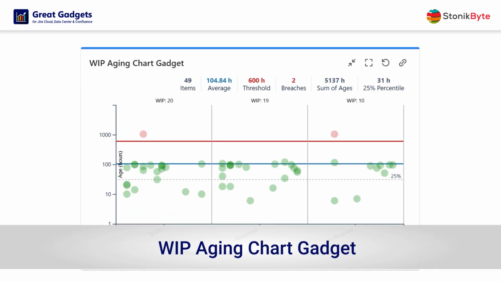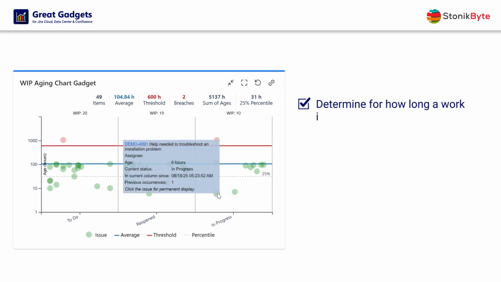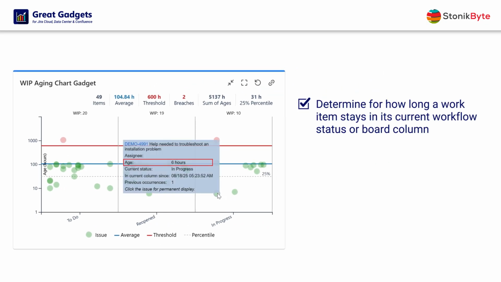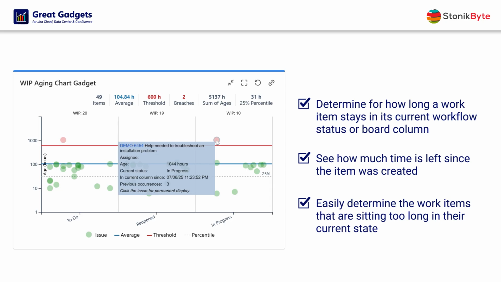The WIP Aging Chart gadget displays the work-in-progress items from a filter or agile board by their age, in the form of a scatterplot chart, grouped by their current status or board column. It helps you determine for how long a work item stays in its current workflow status, or board column, or how much time is left since it was created. By setting a threshold, you can easily determine those items that stay too long in their state, or the SLA breaches.